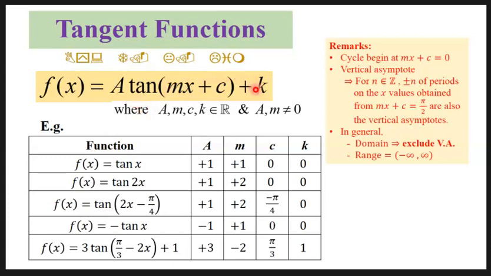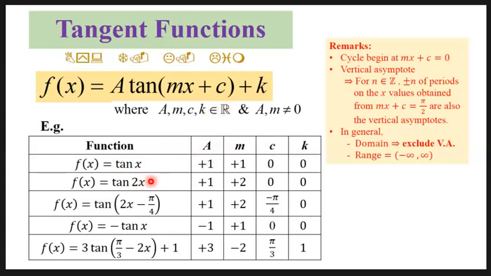To have a better idea of how the functions look according to this form, let us see some simple examples below. The first one is f(x) = tan x. If we compare with the general function on top, you will see that a, the coefficient of the function tangent, equals positive 1. The coefficient of x is 1. The c and k are 0 in this case.